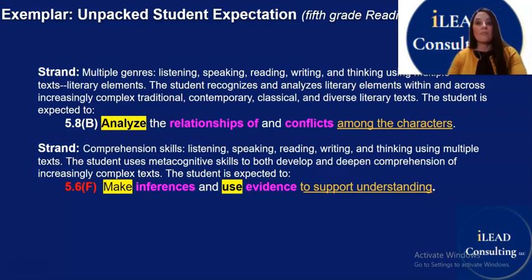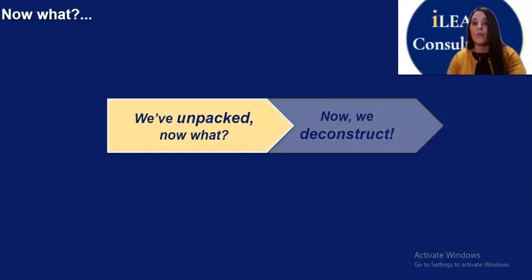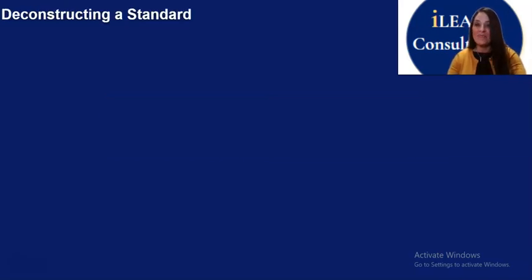Don't live here. Unpack it, talk about it, discuss very quickly the high leverage verb or the rigorous word. What are the nouns and what are the big ideas? And keep it moving. We've unpacked it. That was that little rubric: nouns, verbs, big ideas or concepts. Now what? Now we deconstruct.